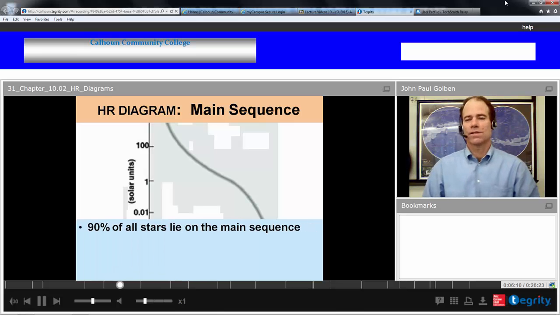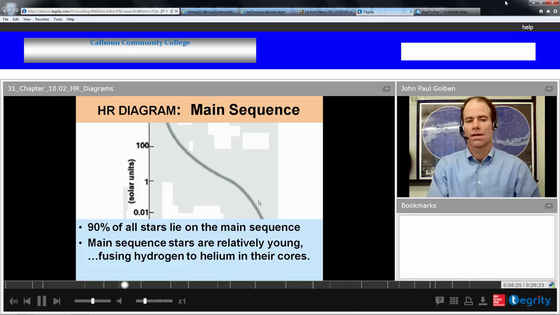The main sequence is a line that finds its way across the diagonal from the upper left to the lower right, and 90% of all stars fall on the main sequence. They all have some characteristics in common, and the main characteristic is that they are relatively young stars fusing hydrogen into helium. So they are doing the basic hydrogen into helium fusion process, producing their energy that way, and 90% of the stars out there are doing that, and they comprise what we call the main sequence.